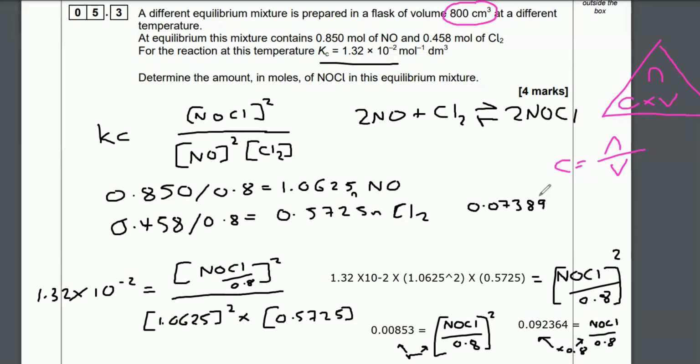Now let's get rid of the divided by 0.8. So times both sides by 0.8. And we get our final answer, which is 0.07389. And that is the amount of moles of NOCl. Now, because the 9 is greater than 4, I can round that up to just 0.0739. Or you could do 2 significant figures, 0.074.